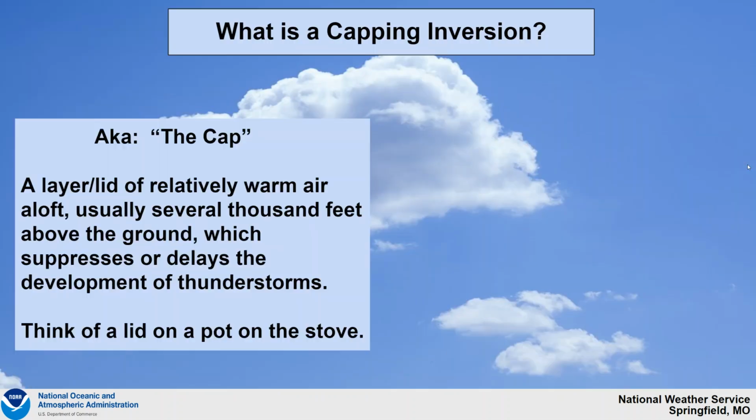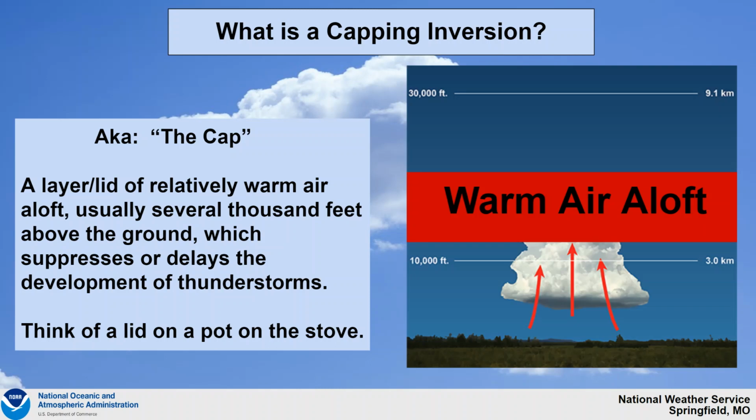So what is this capping inversion? Well, sometimes it's referred to as simply the cap. It's a layer or lid of relatively warm air aloft, usually several thousand feet aloft. Now it will suppress or delay the development of thunderstorms. So take a look at this example on the right-hand side, where you have a cloud that's beginning to rise. However, it reaches this warm air aloft, several thousand feet above the ground, and it can no longer rise. Therefore, the cloud will begin to sink.